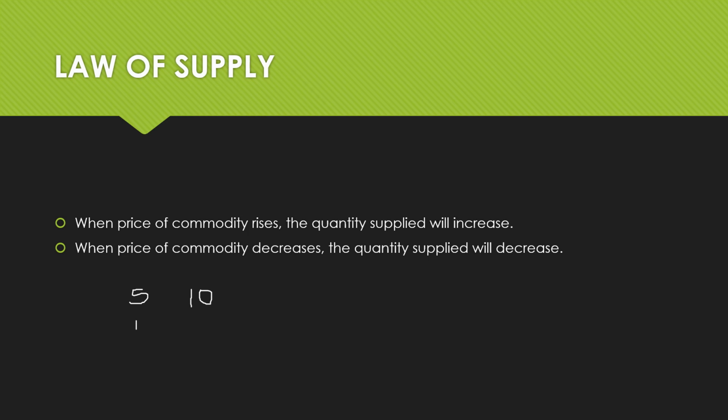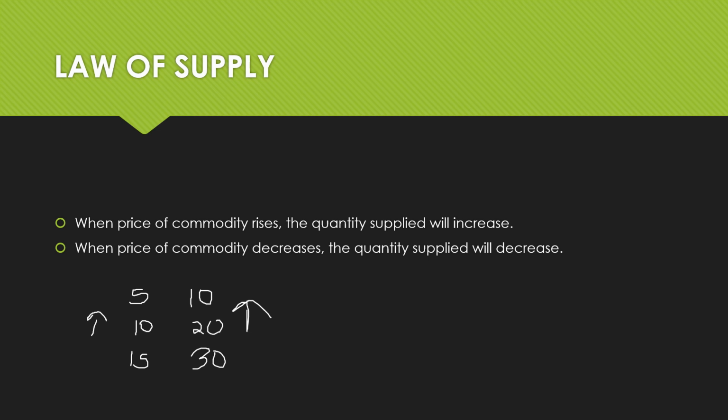At 10 rupees, he is ready to supply more, 20 chocolates. At, let's say, 15 rupees, he is ready to supply 30 chocolates. Now, what we see is that with an increase in price, the quantity supplied has also increased. And why is this happening?